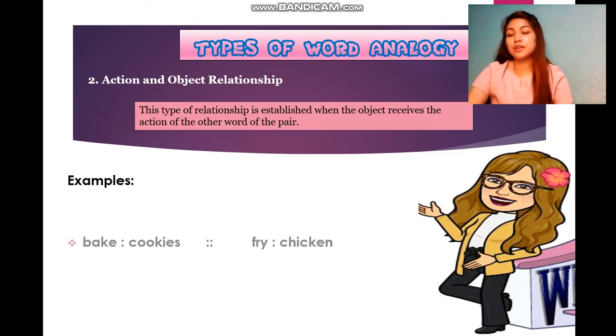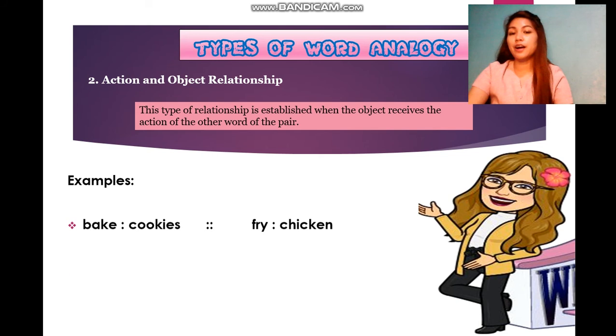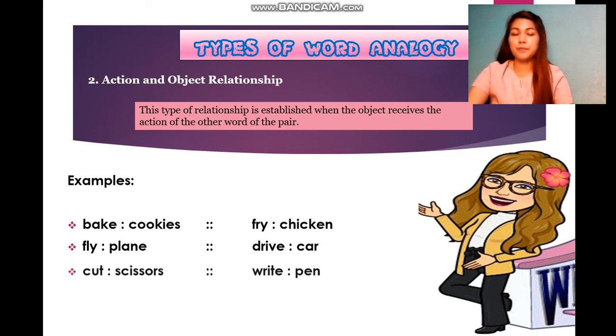Examples. Bake is to cookies as fry is to chicken. Fly is to plane as drive is to car. Cut is to scissors as write is to pen.